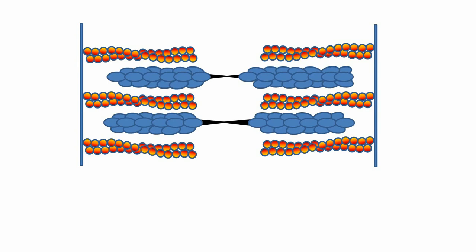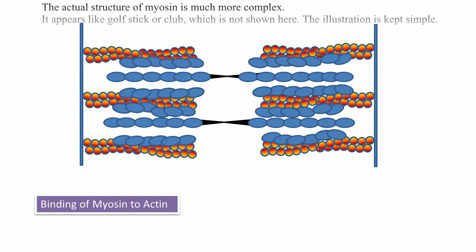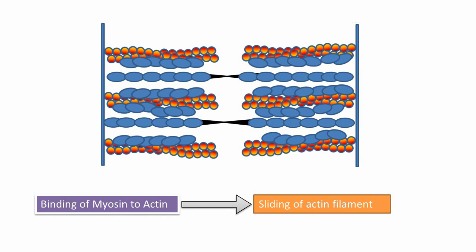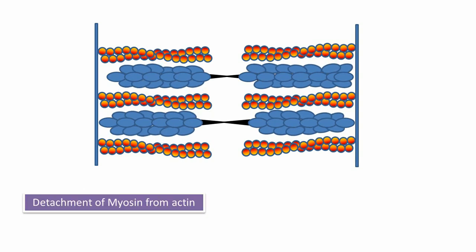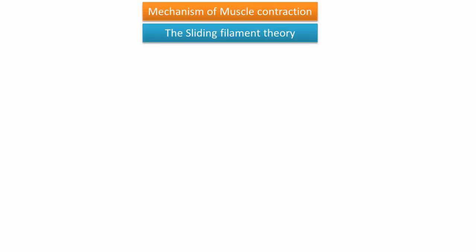Let us look into the overall process of muscle contraction in general. The binding of myosin to the actin filaments, which is referred to as cross-bridge formation, results in sliding, or more precisely speaking, myosin pulls the actin thin filaments into the center of the sarcomere. The next step is detachment of myosin from the actin. This results in the filament moving back to its original position. So with this being understood, now we shall look into the process in more detail.